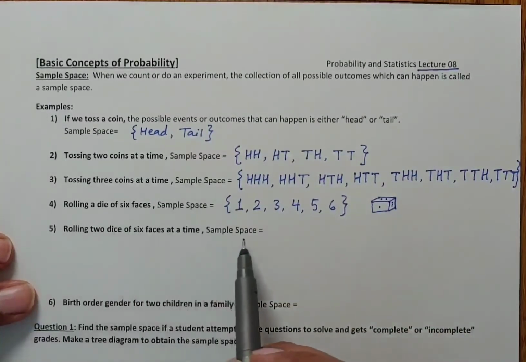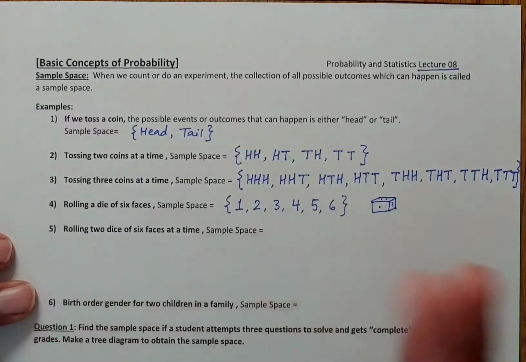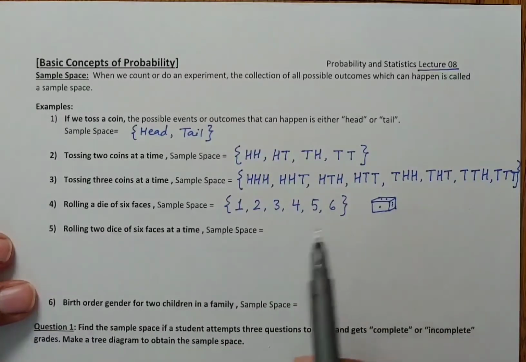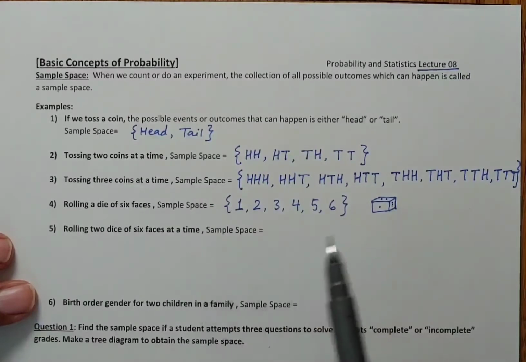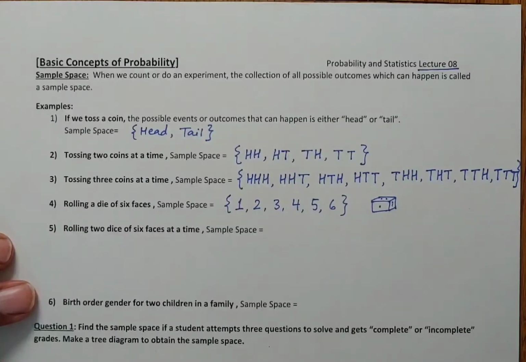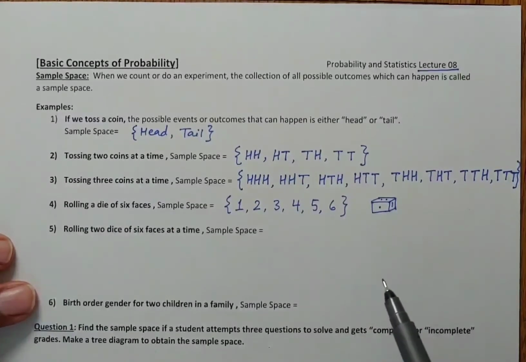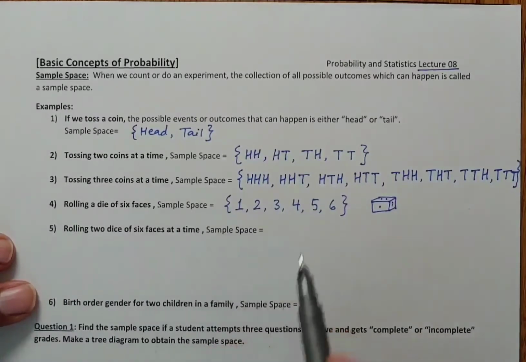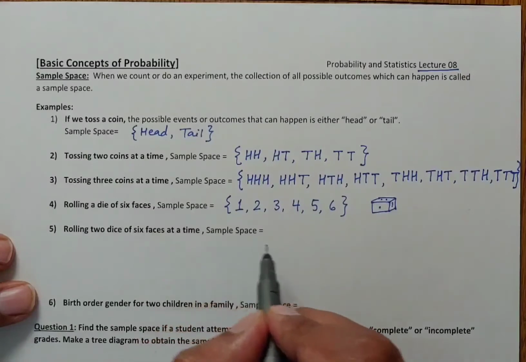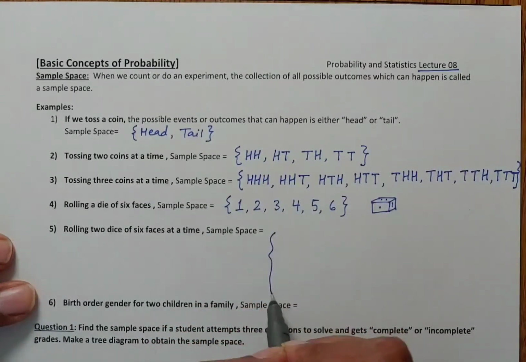Rolling 2 dice of 6 faces. When you roll 2 dice, you get many possible outcomes. You can have 1 on one and 2 on another. You can have 2 on one and 3 on another. You can have 3 on one and 5 on another. So you'll have a large number of collections. What are those outcomes? If you put all these together, what type of sample space do we get when you roll 2 dice of 6 faces at a time? So let's see. We get, let's put this bracket.